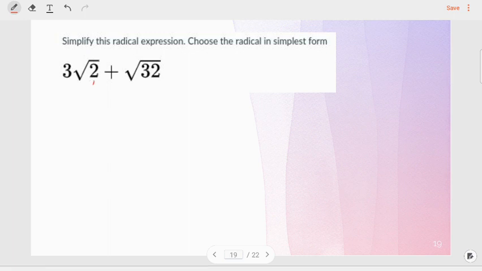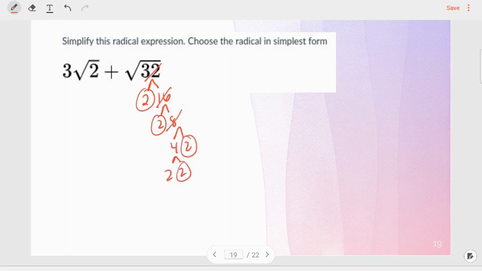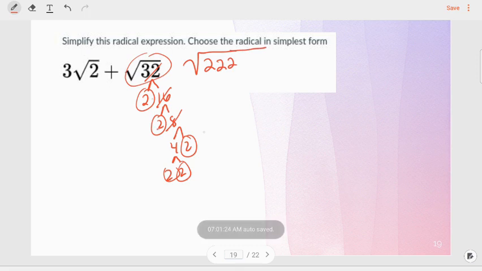Now, 2 cannot be split any further, so this first term is as simplified as I can make it. I'm going to simplify this next term. 32 simplifies into 2 and 16. 16 splits into 2 and 8, so prime, prime. 8 splits into 4 and 2, prime, and 4 splits into 2 and 2. So if I simplify this radical, I end up with the radical of 2 times 2 times 2 times 2 times 2. Okay, I've got 1, 2, 3, 4, 5 2's.